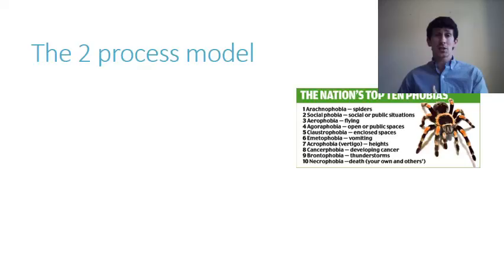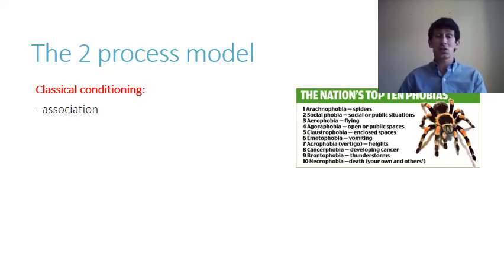In the specification, it states that you need to know about the two-process model. And the two-process model is basically classical and operant conditioning. Classical conditioning is all about association. Just like Pavlov's dogs, we associate one thing with another. And apparently this is how we acquire phobias. This is how we actually develop it.